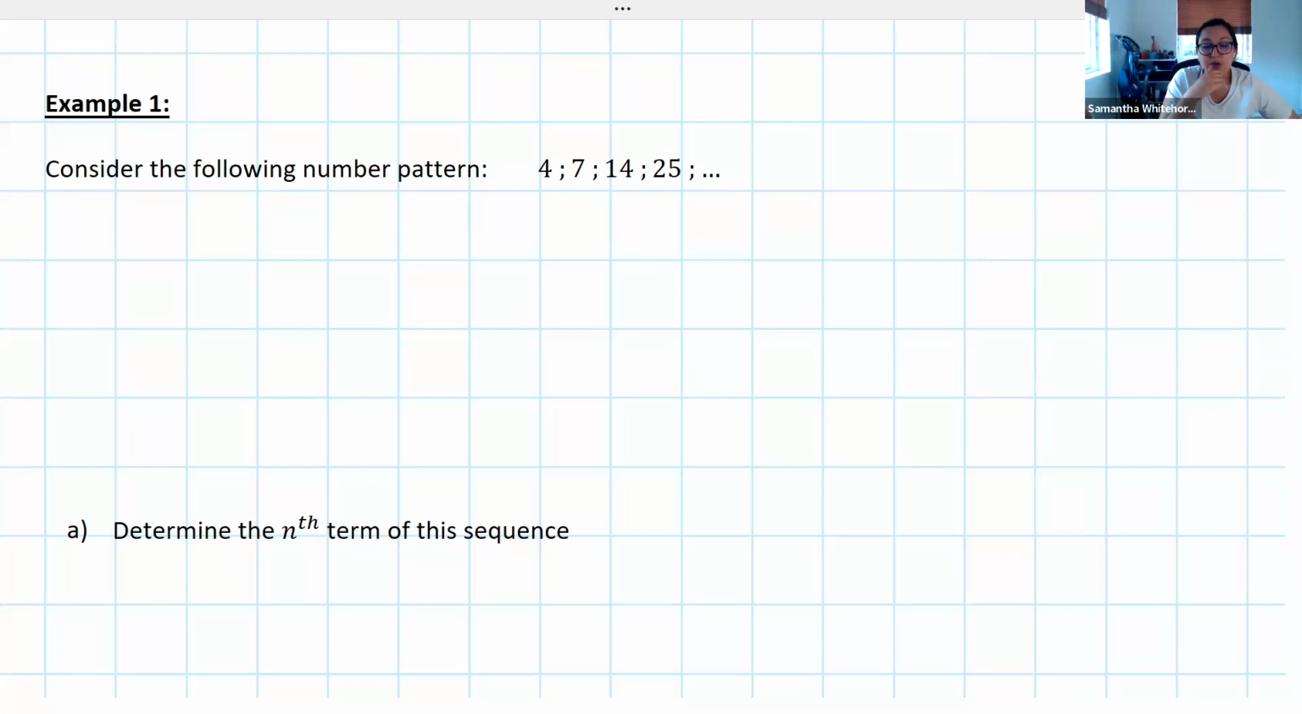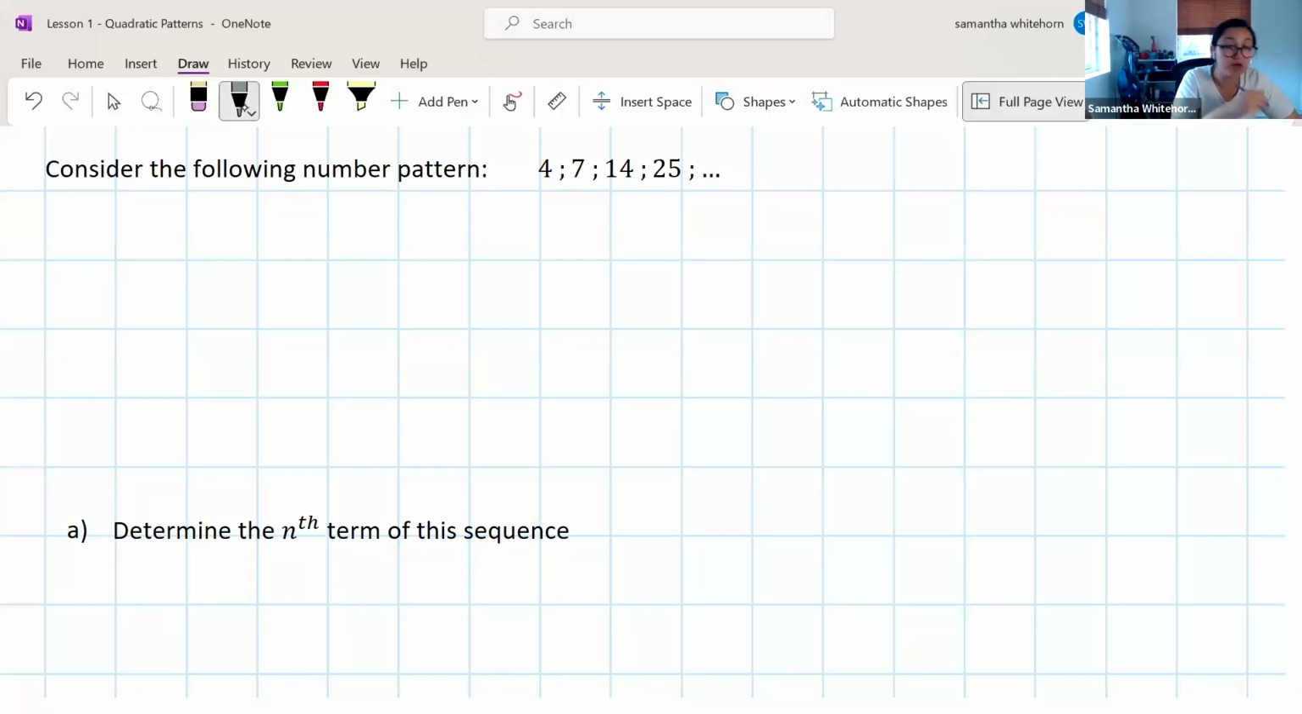So the first thing you need to do is identify what type of number pattern it is, because that's going to tell you what formulas you need to use, what rules you need to use, etc. Now, most of the time in a test or an exam, we will say to you, consider the following quadratic pattern or consider the following linear or arithmetic pattern. We generally don't leave you to guess what it is. So generally we do tell you, but if we don't, we need to figure it out.